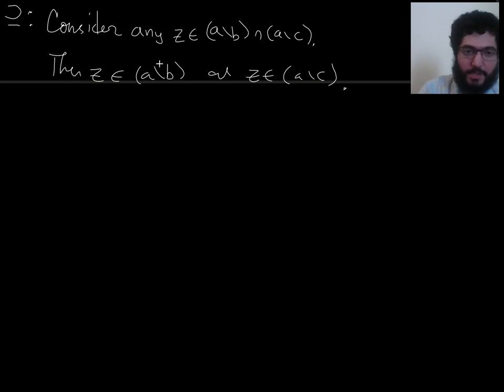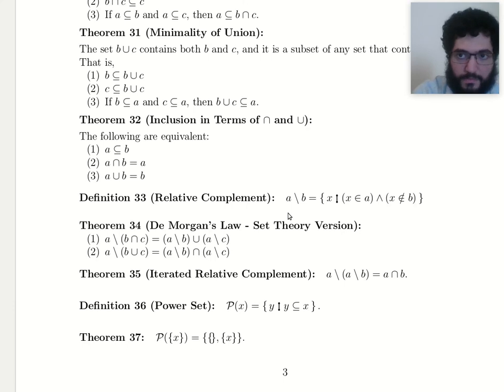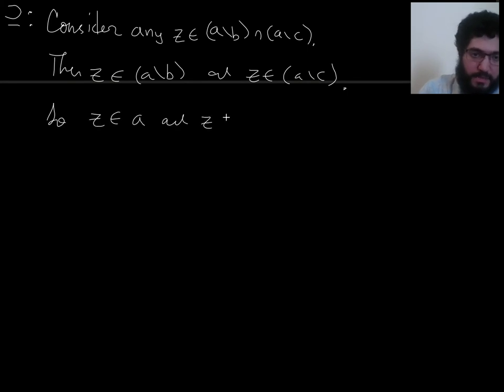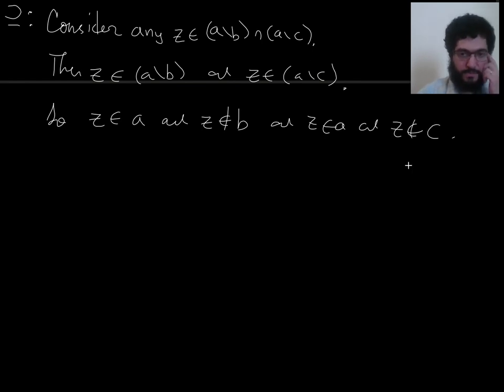Now I have to use the definition of relative complement to break these down. So using definition 33 here, we have z is in A and z is not in B. That's what this breaks down into. And z is in A and z is not in C. That's what this breaks down into.